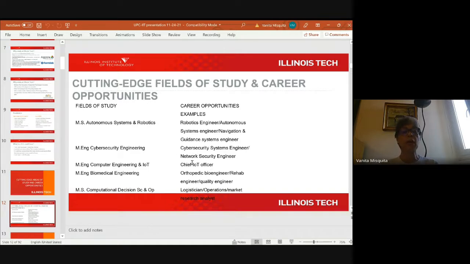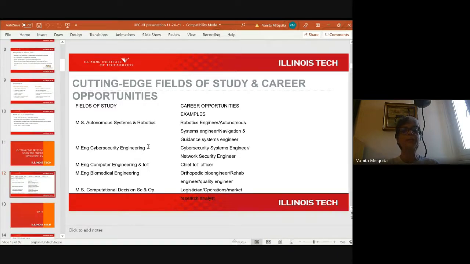You could be a Chief IoT Officer, MEng in Biomedical Engineering. Computer science offers another, computational decision science and operations, and these are the career opportunities. Again, I underscore these are a few examples. There are many more master degree programs that you can choose from. I just have cited a few examples here to give you an idea. You're not limited to these. You can choose from any other master degree programs.